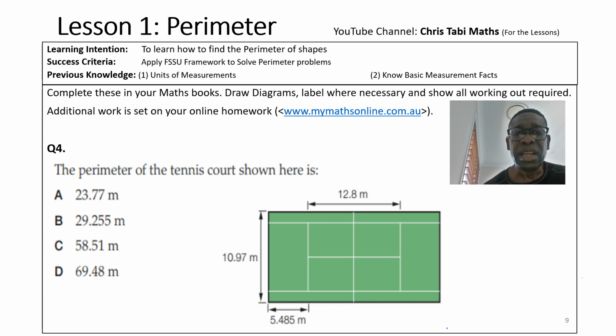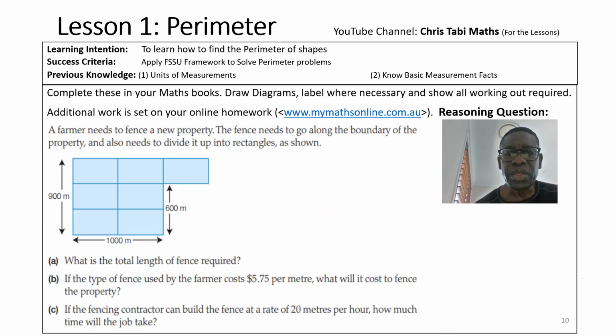And that's another question for you. Please pause and write the question out and solve, showing your working out in your math book as well. Final question. Pause, write this question down, solve it first, but I'm going to discuss this one.